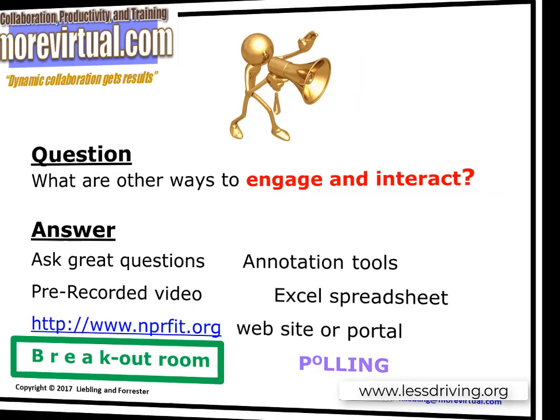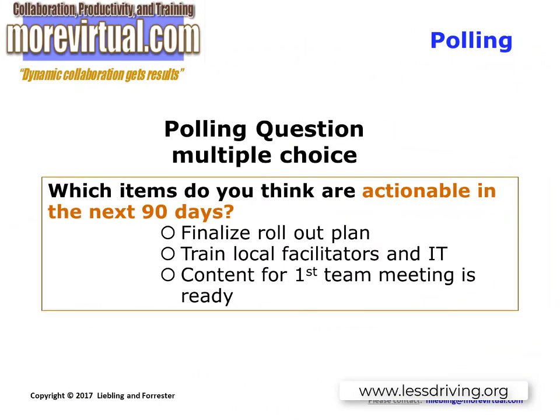Let's now turn to polling. Here is a polling question. Which items do you think are actionable in the next 90 days? I have set this up so that each participant can select 1, 2, or 3 answers. 1. Finalize the rollout plan. 2. Train local facilitators and IT. 3. Content for the first team meeting is ready. After you close the poll, you can show and discuss the poll results.